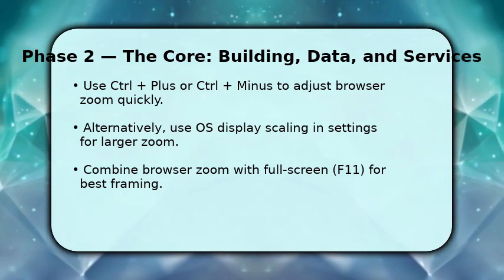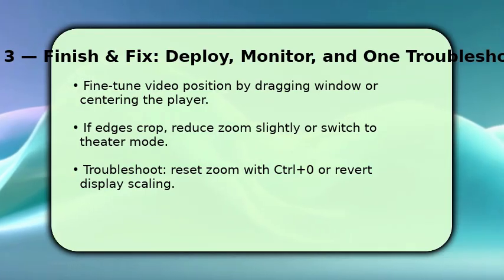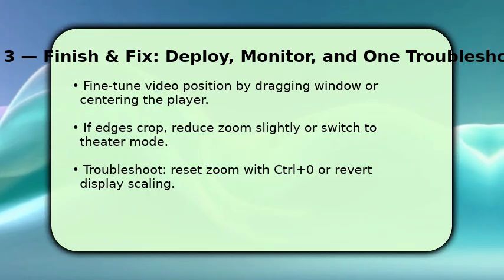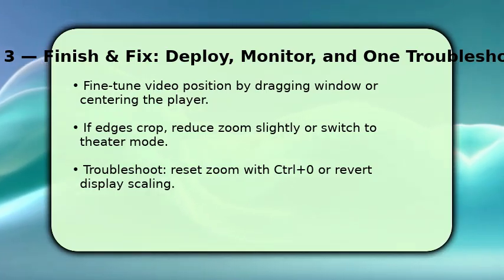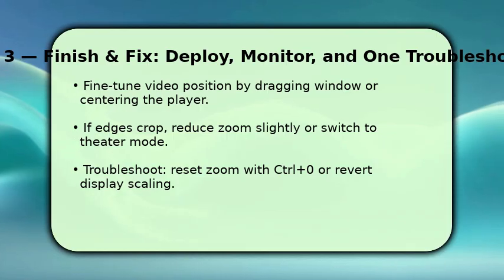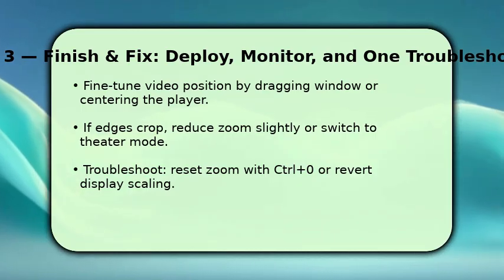Finish by centering the player and checking playback quality. Higher zoom can reveal pixelation, so reduce zoom a touch if image clarity suffers. Once satisfied, lock the window position and use keyboard shortcuts to pause or seek without changing zoom. If controls disappear or layout breaks, press Ctrl+0 to reset browser zoom immediately or restore your display scaling in system settings. That resolves most problems.